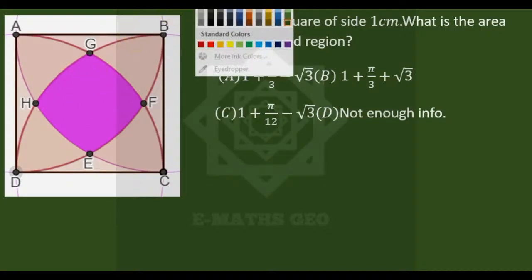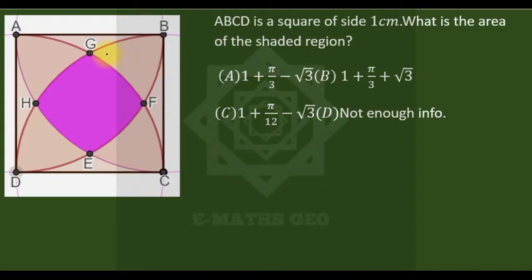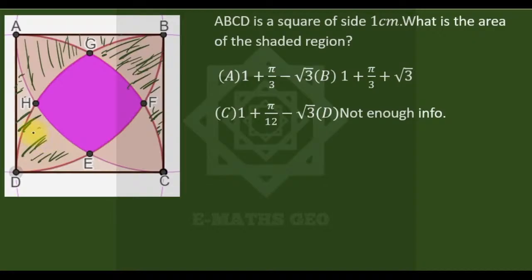Okay, maybe let me shade it. So if we remove this area, if you notice this and that are the same. If we remove this area, and finally if we remove this area from the square, that's what we are looking for.